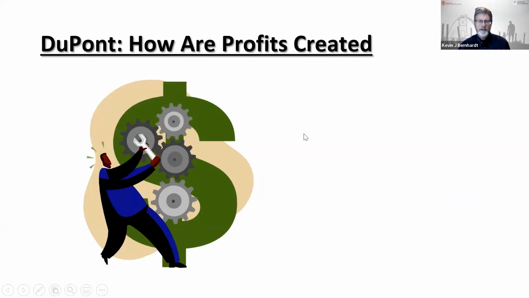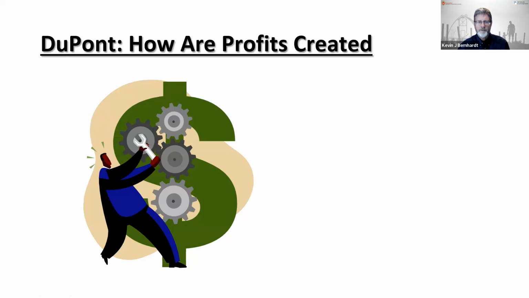The DuPont system was created a long time ago, and it looks at the three primary levers of profitability. And this is true whether you're a dairy farm, a crop farm, or a shoe store, or a retail store.